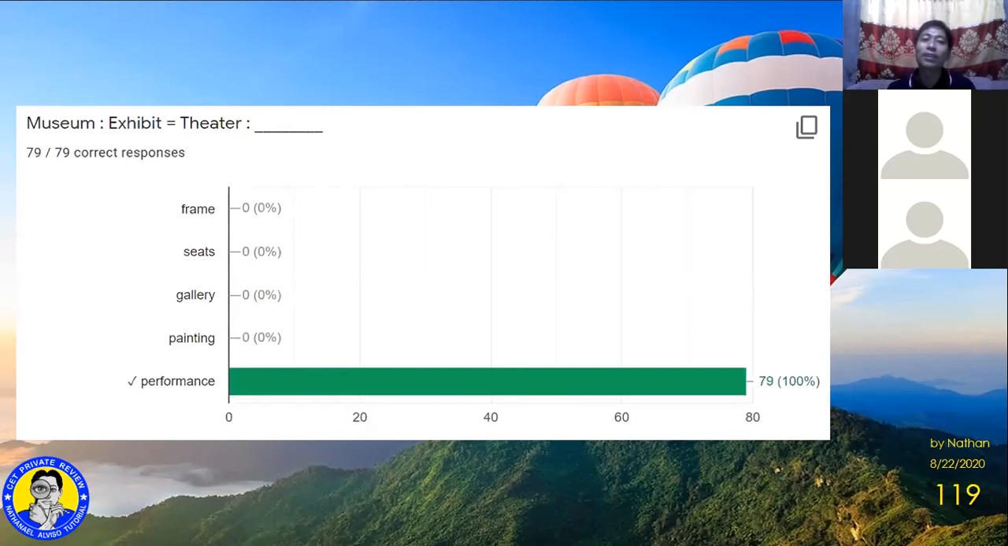Okay, so let's start. How do we answer the analogy? We just check the relationship, like music. What is its relationship to exhibit? So what if it's a theater? What is the equivalent of exhibit if it's inside the theater? So 100%, very good. Answered performance. This is when only 79 people have answered.